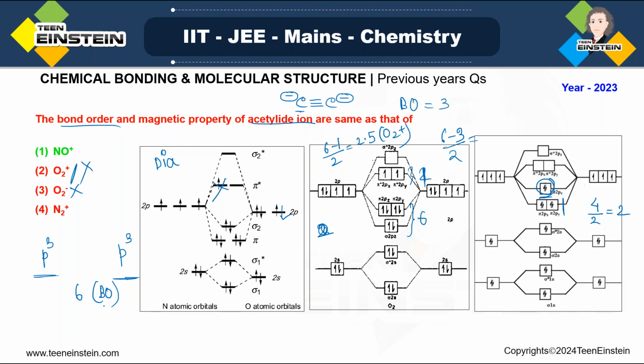But you don't need all this. Just based on bond order, you can simply choose NO plus without even considering this one, because the other three species are not having the same type of conditions. So this option will be the correct option. So we are at the end of the session. Thank you for listening.